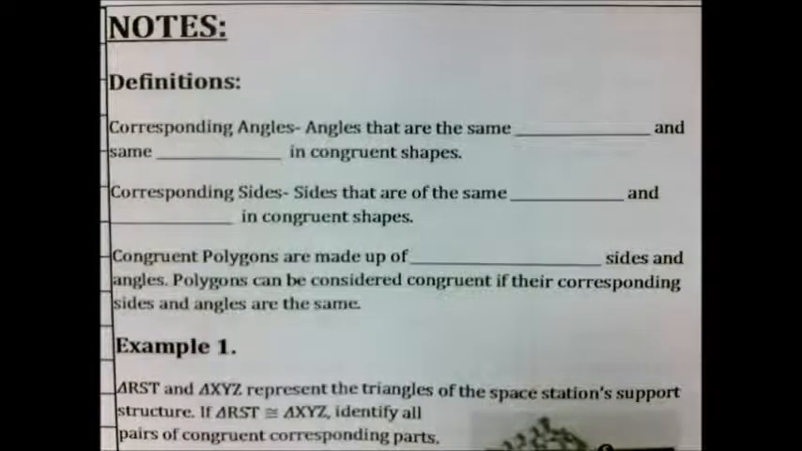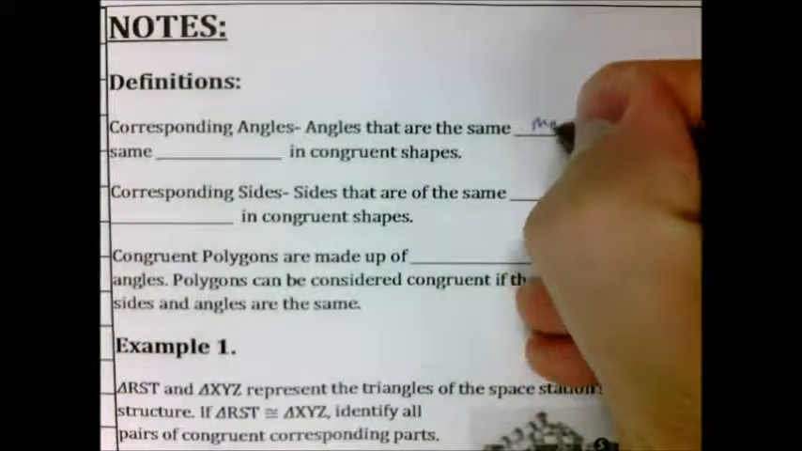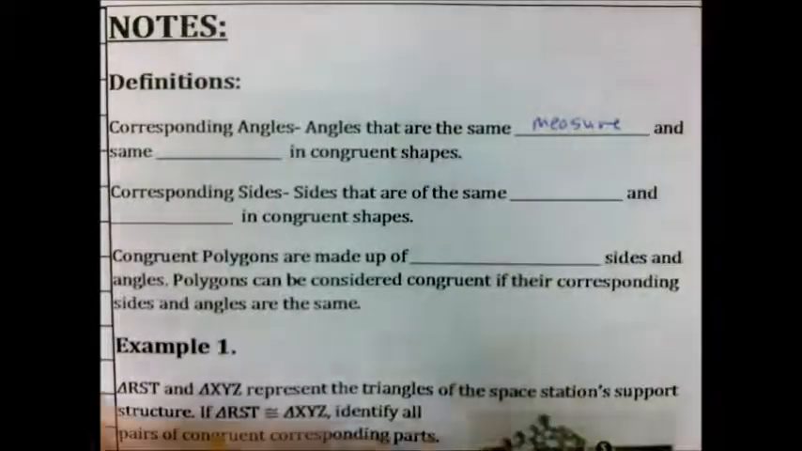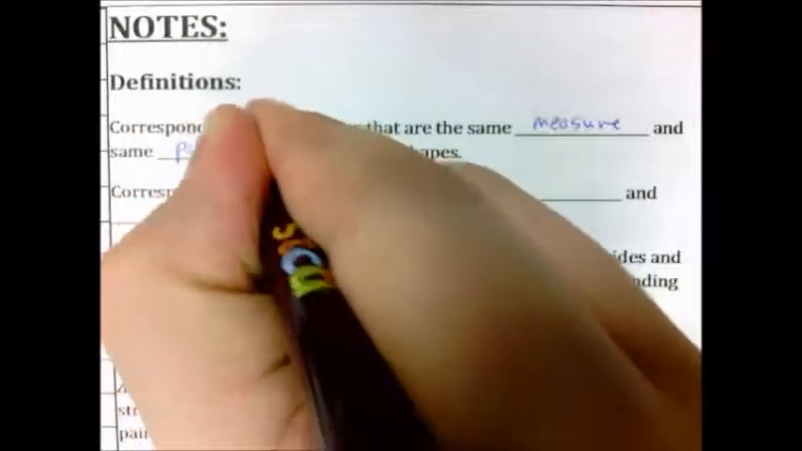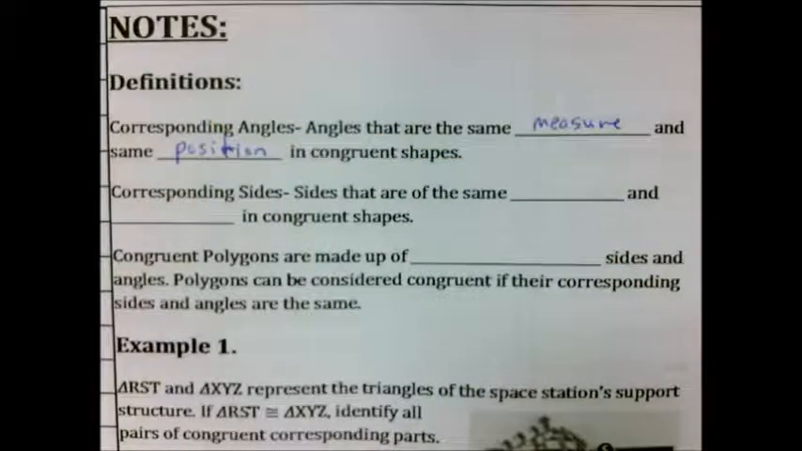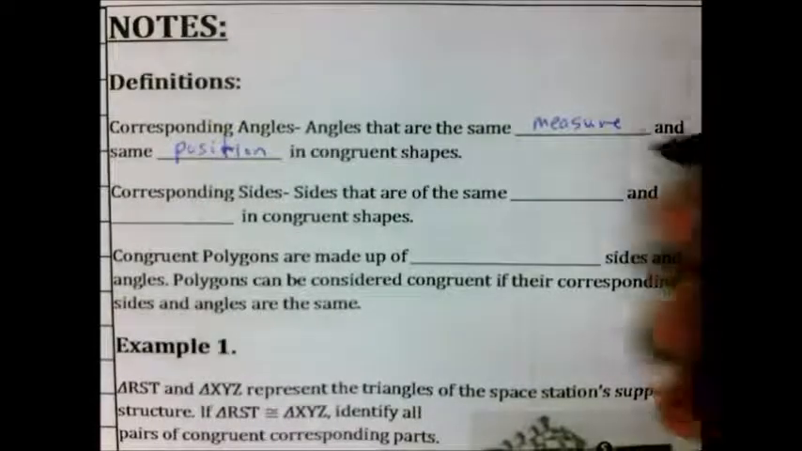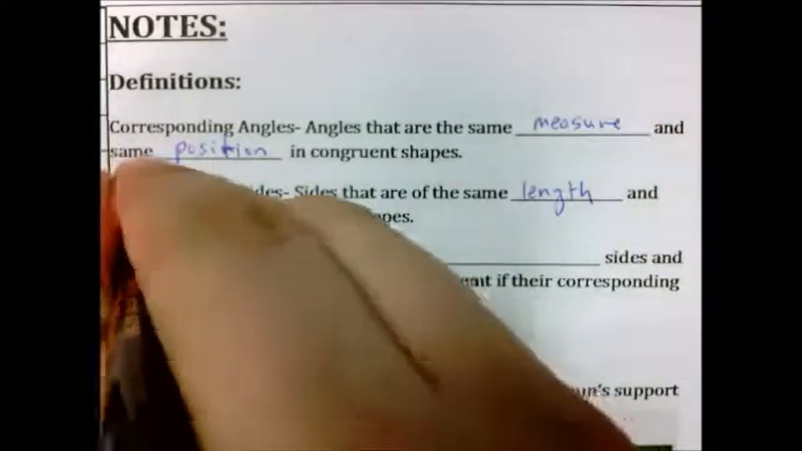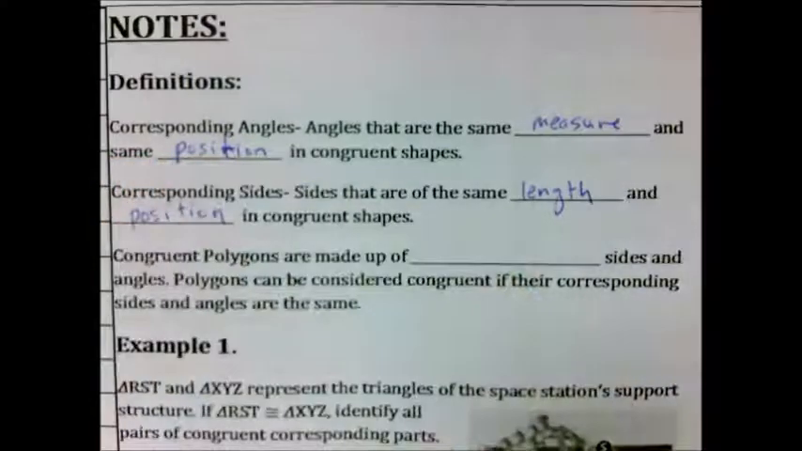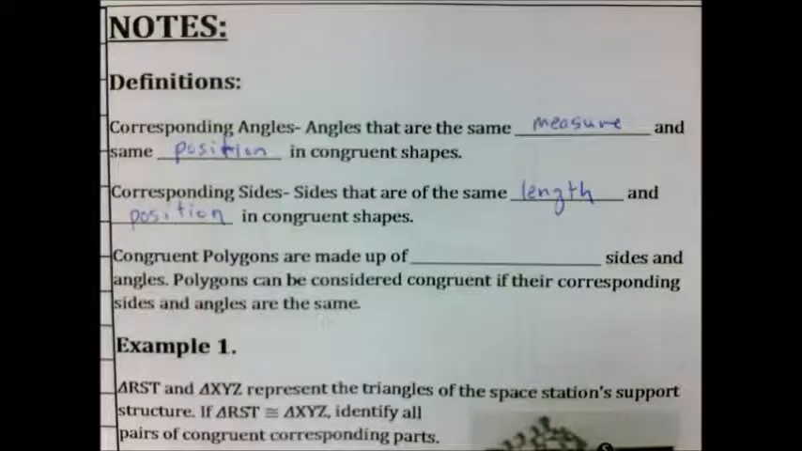Corresponding angles are angles that are the same measure and the same position. They're in the same position in congruent shapes. Congruent sides are sides that are of the same length and in the same position in congruent shapes. So if we had two shapes, you're talking about the same measure and same position for corresponding angles, and the same length and same position for corresponding sides.